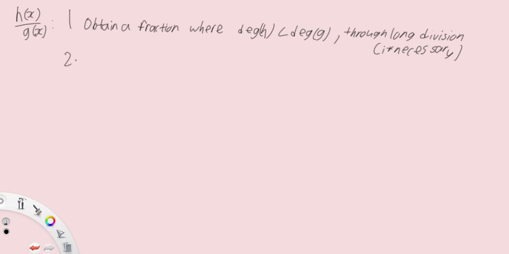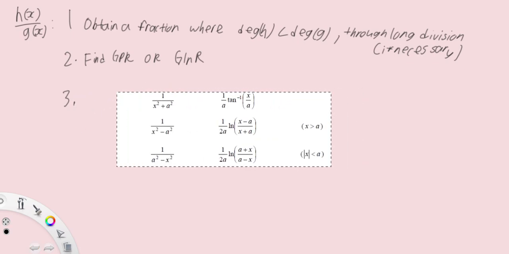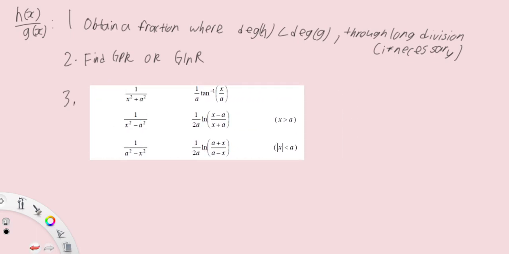Next up is to find the GPR, or more commonly the G ln R, general ln rule. Afterwards, the remainder is to use this tree form. Find whether it's a distinct form through completing the square. Complete the square.